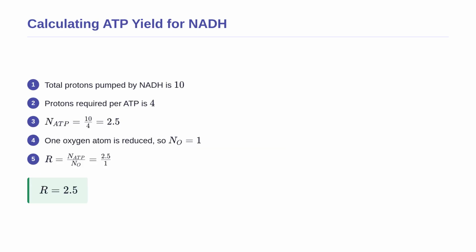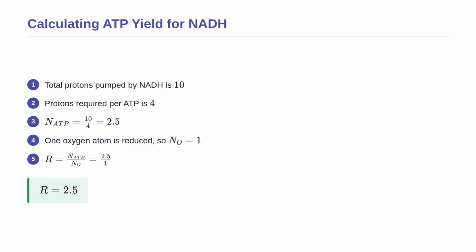Let us apply these numbers to calculate the theoretical ATP yield when one molecule of NADH donates its electrons. We are given that NADH pumps 10 protons, and 4 protons are needed per ATP. First, we find the total ATP produced, N sub ATP, by dividing the 10 protons pumped by the 4 protons required. This gives us 2.5 molecules of ATP.